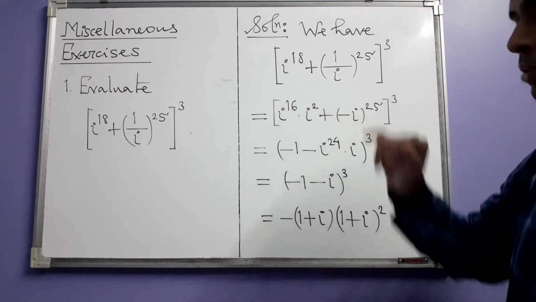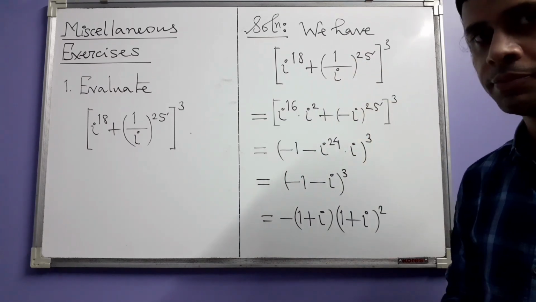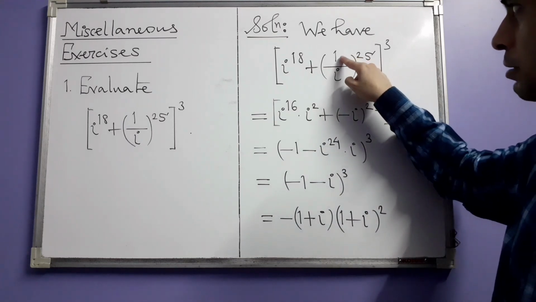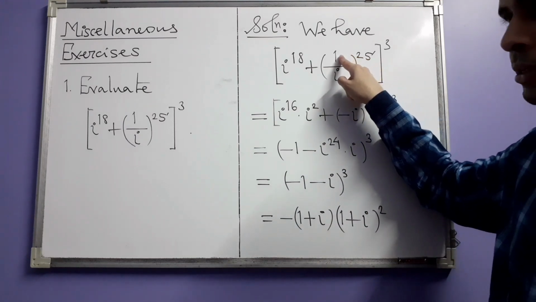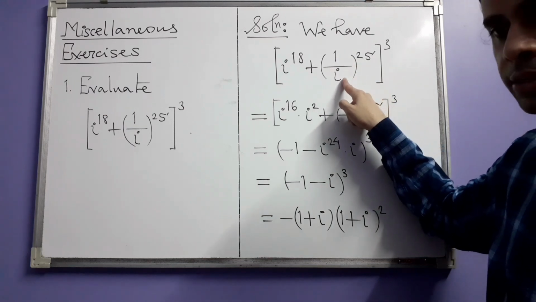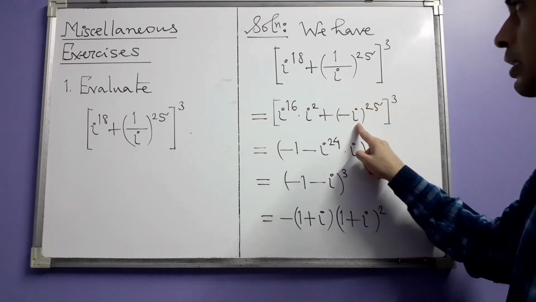What do we do with 1 divided by i? It equals minus i. How? If you multiply and divide by i, you then get i in the numerator, and the denominator is i square. i square is minus 1. So that's how you get minus i.